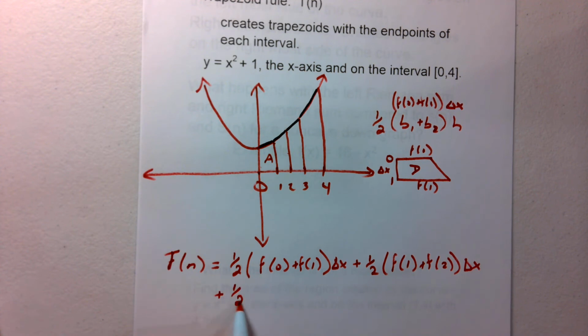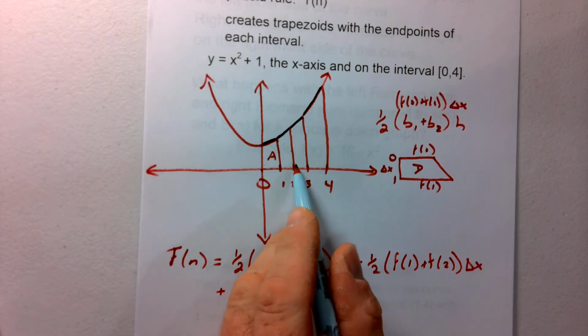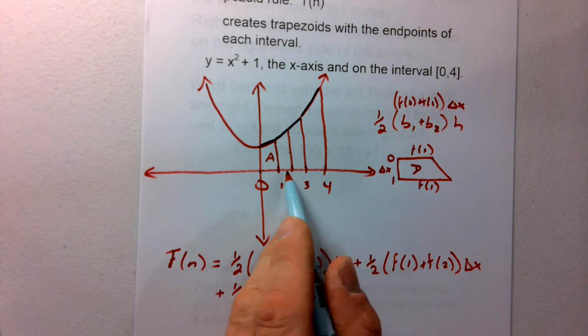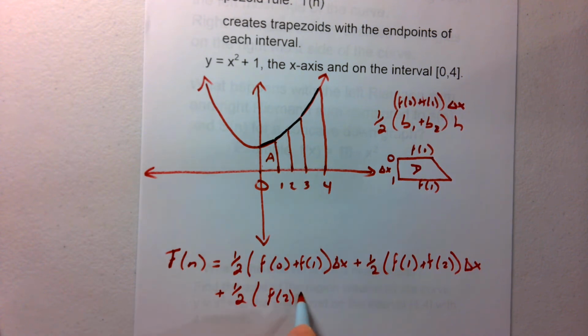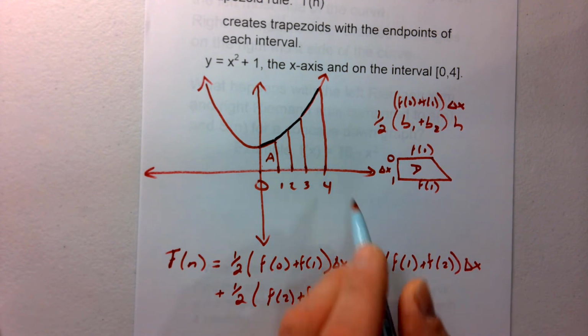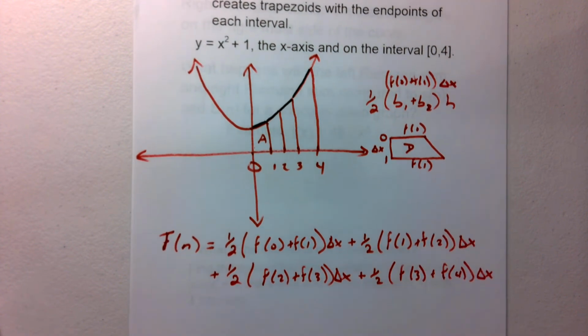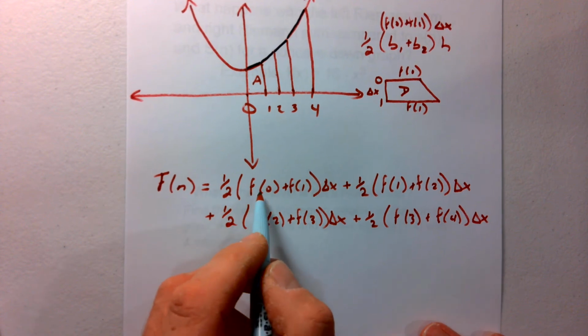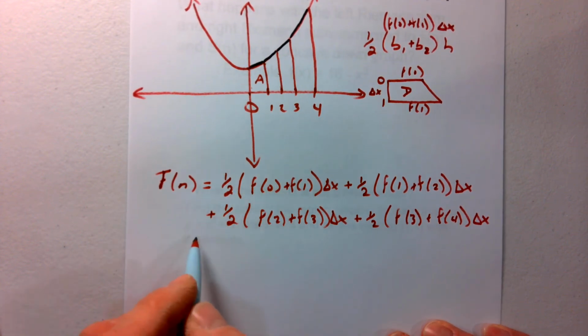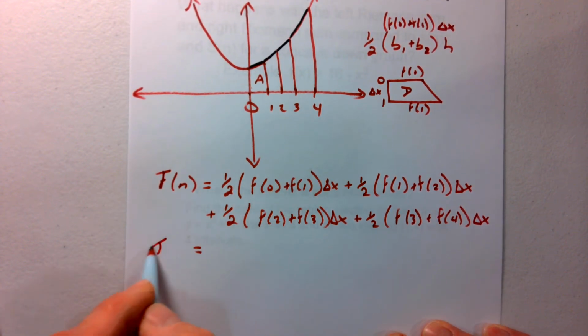So we're going to add 1/2 of, again, for the third region we go from 2 to 3, so f of 2 plus f of 3 times our delta x. And finally, for region 4, there is going to be 1/2 of f of 3 plus f of 4, again times delta x. So these values we can go ahead and find, and find our trapezoidal sum.